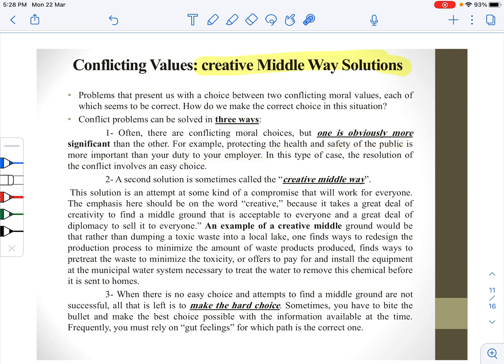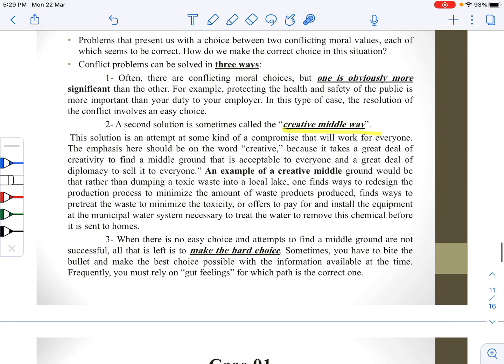So the creative middle way solution is by justifying using your thoughts. So here you justify, if you choose that one, that protecting the health and safety of the public is more important than the duty to our employer. A second way of using the creative middle way is a kind of compromise. Okay, the keyword here is compromise that will work for everyone. So creative middle way means you find a middle ground that is acceptable to everyone.